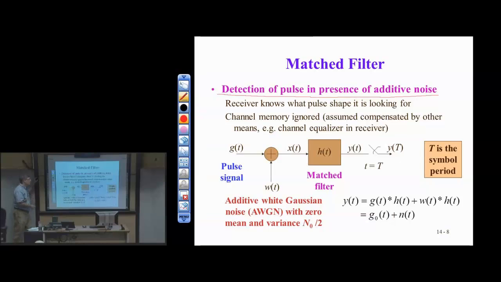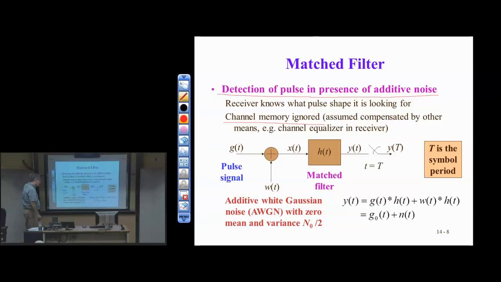The good news is that at the receiver, we know what pulse shape we're looking for. We know the transmitter is using a rectangular pulse, sinc, raised cosine, whatever. And for this derivation, we're going to ignore channel memory. We're assuming that any channel memory, which we represented by an FIR filter, is compensated by an equalizer. We're just going to assume that that's taken care of for us.